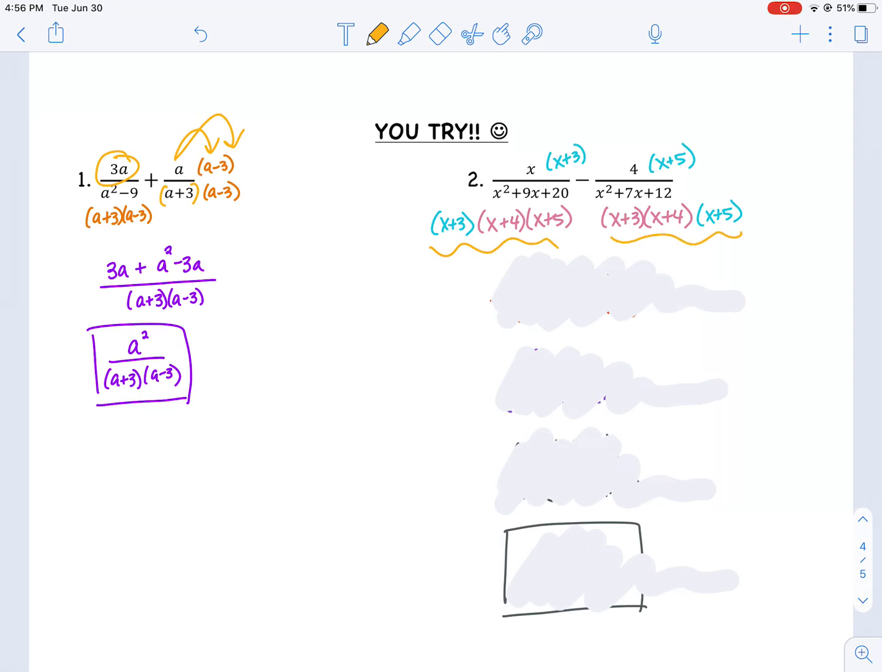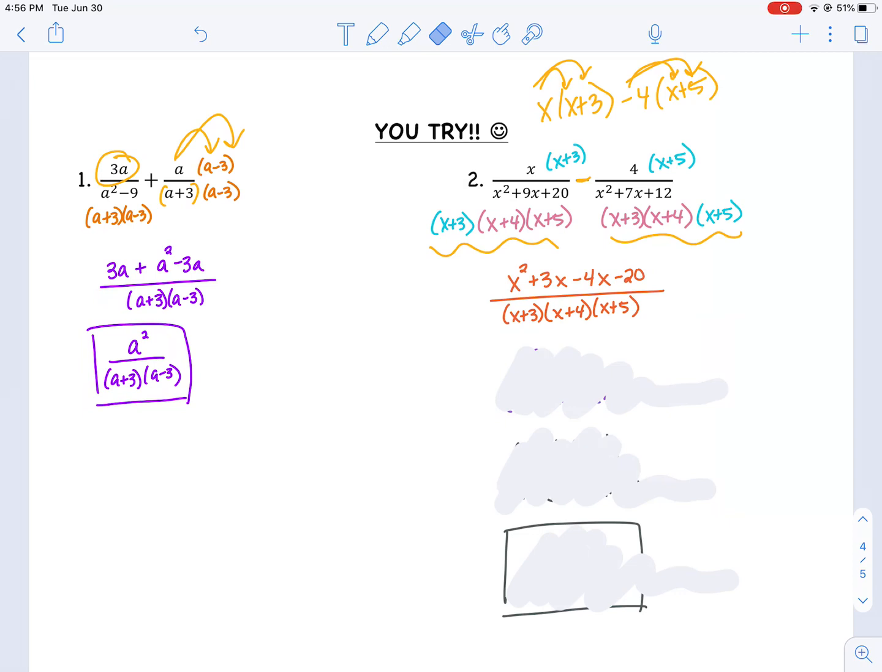Now my numerator has an x times an x plus 3, and it has a minus 4 times an x plus 5. So I need to make sure that I distribute this x through and this negative 4 through. Here we go. When I do that, I have an x squared plus 3x minus 4x minus 20 over that common denominator. I'm going to combine my like terms in the numerator. That gives me a new polynomial of an x squared minus x minus 20.